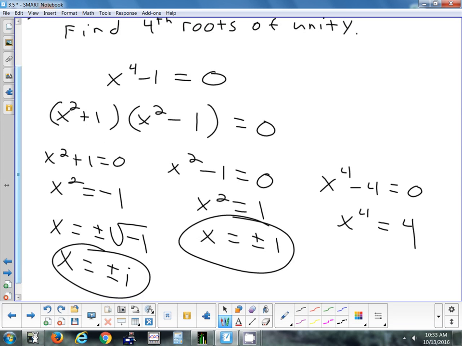Actually, that one wouldn't be too bad either, because you said the number 4, so that's a difference of 2 squares again. So this is actually pretty easy. X squared minus 2, x squared plus 2, and then set each factor equal to 0. You're going to get 2 real answers and 2 imaginary answers. If you said 5, then the factoring doesn't quite work out, but there are other ways to do it. We're not going to worry about that.